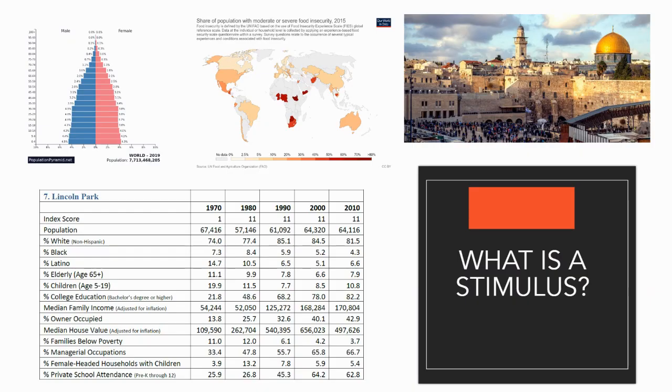Okay, so what is a stimulus? A stimulus can be any of those things that we looked at. It could be a population pyramid. It could be a map, a thematic map like this. It could be an image. Now, this image represents all kinds of different units if you're looking at it.